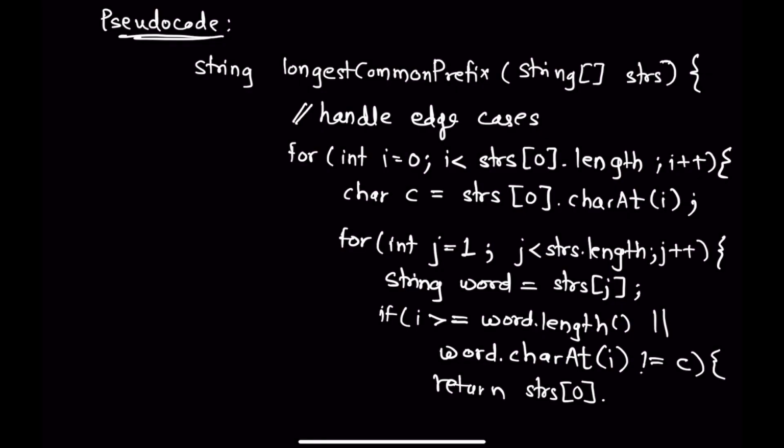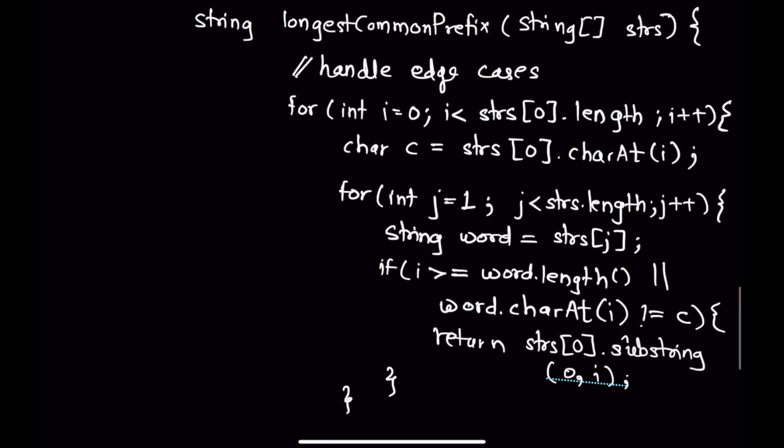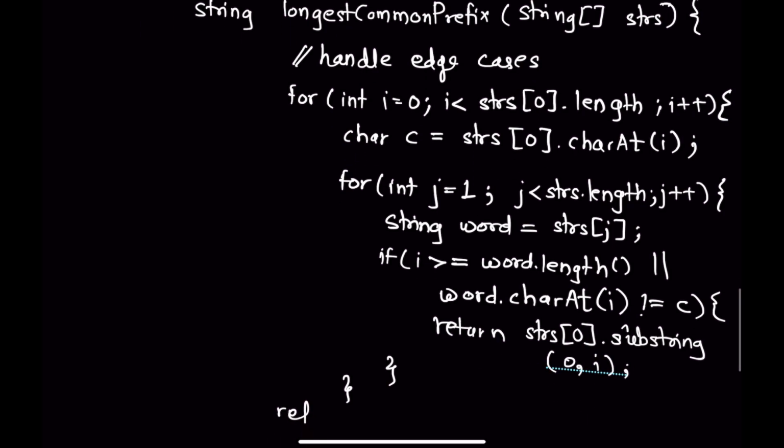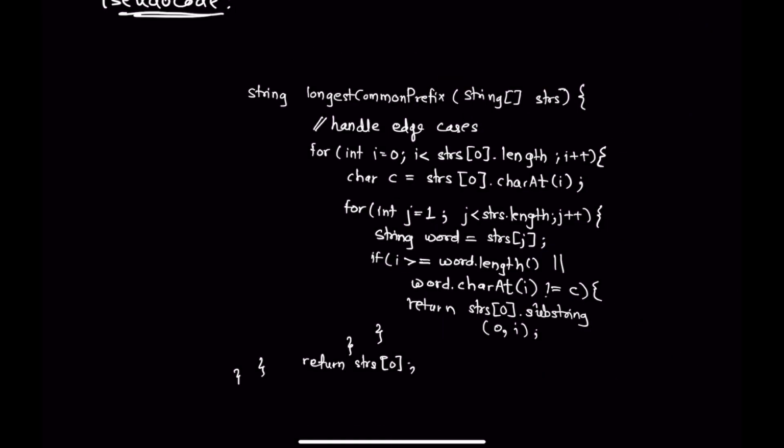How can I do that? strs[0].substring(0, i). And in the end, I'm going to return the first word. If this is never executed, let's safely assume that the whole word is the prefix. Let's run this against some test cases.